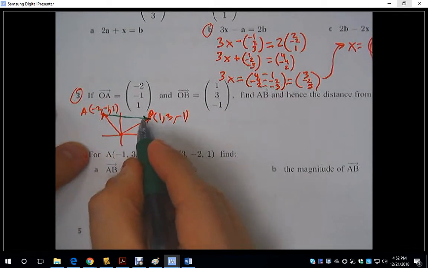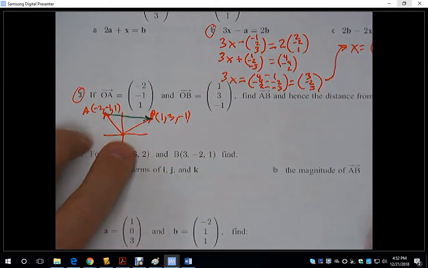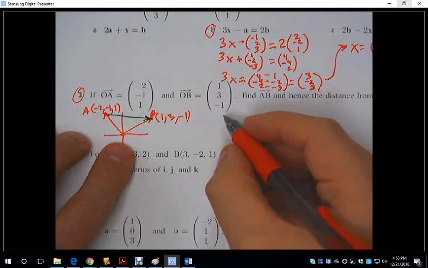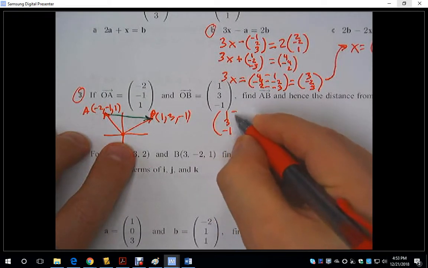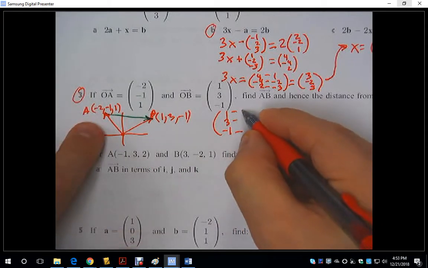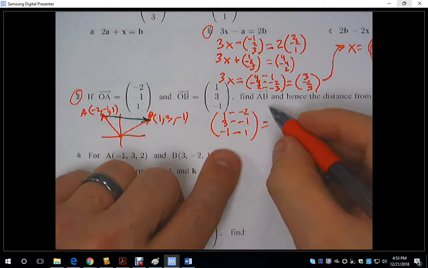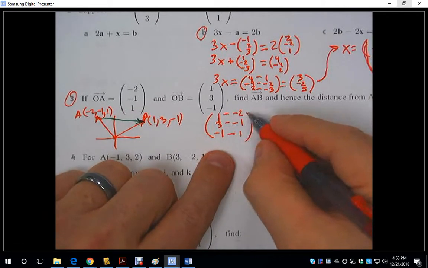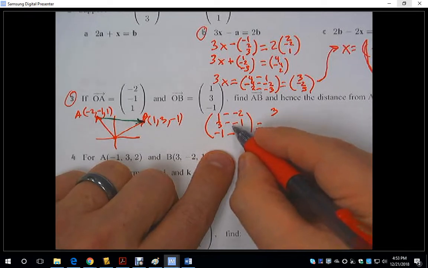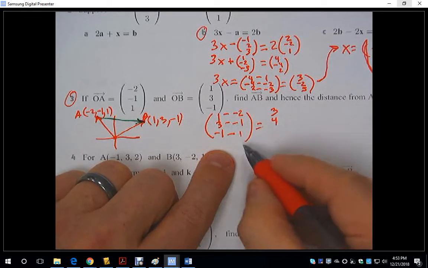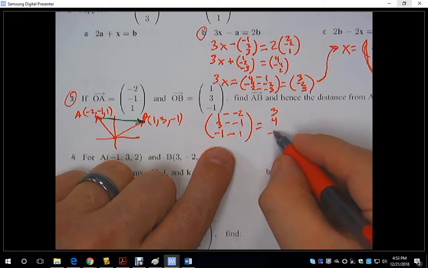So the way that we find a vector between 2 points is we take the head of the vector minus the tail of the vector. So that would be 1, 3, negative 1, and then minus the tail, negative 2, negative 1, and 1. So our new vector AB is going to be 1 minus negative 2, which is 3, and 3 minus negative 1, which is going to be 4. And then I have negative 1 minus 1, which is going to give me negative 2.